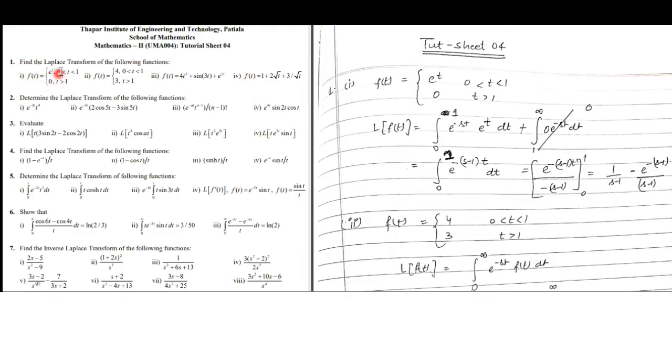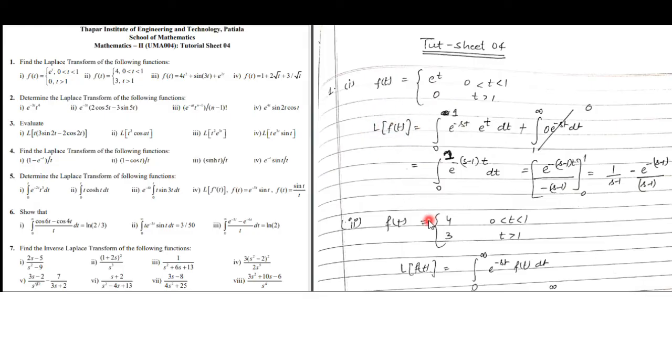This is our f(t), which is e to the power t when t lies between 0 and 1, and when t is greater than 1 it is 0. We have to find out the Laplace transform of it. Since we know that the Laplace transform of any function is the integral from 0 to infinity of e to the power minus st f(t) dt, we split the integral into 0 to 1 and 1 to infinity, and substitute the value of the function. Simplify this integral, we get the value of Laplace of f(t).